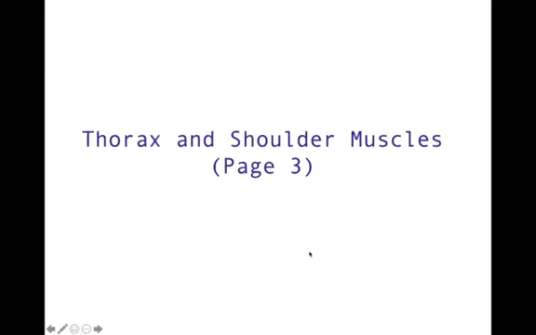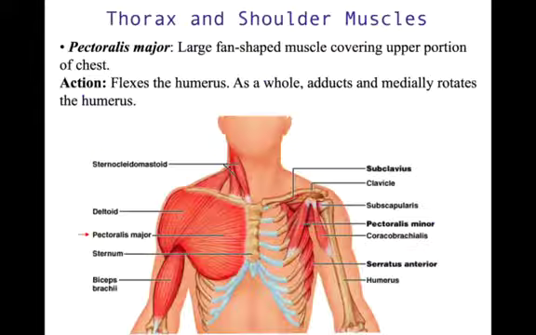All right, so we're gonna move on, guys, from page 2 of your lab manual now to page 3 of your lab manual, and we're gonna talk about the muscles that make up the shoulder and the thorax muscle. All right, so starting off in your chest, you have this really large muscle right here.